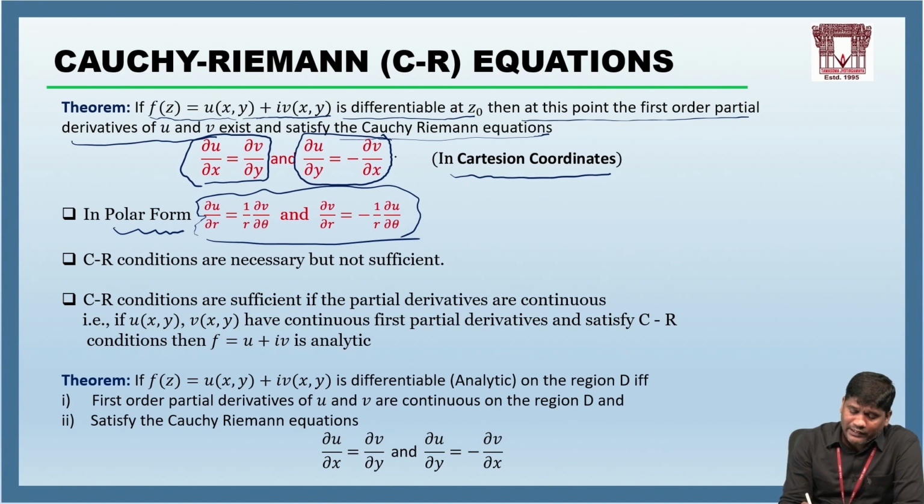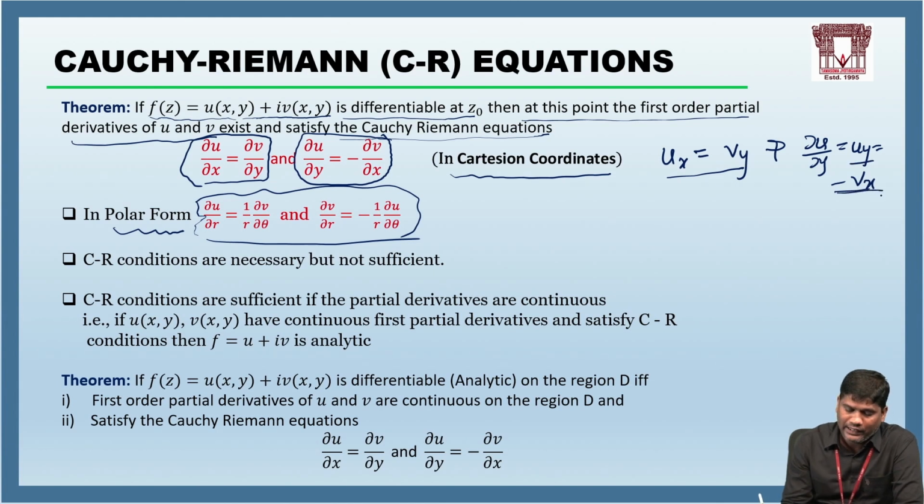We can also denote these Cauchy-Riemann equations in another form: ux, that means dou u by dou x, is equal to vy, that is dou v by dou y, and the other one is uy, that is dou u by dou y, equal to minus vx, that means dou v by dou x. In this notation, ux is equal to vy, and uy is equal to minus vx. The Cauchy-Riemann equations are necessary conditions to check the analytic function.